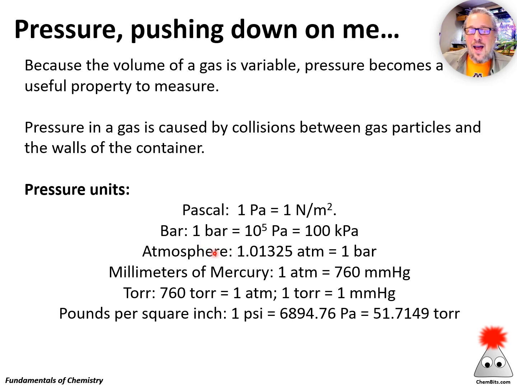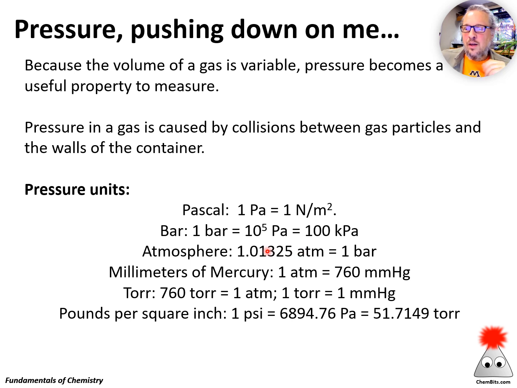We also have one called an atmosphere. So we've got a standard atmosphere that was originally defined as the atmospheric pressure at sea level at a certain humidity. There were a lot of conditions, but it was an actual measured quantity. Now it's a defined quantity. Atmosphere is related to bar by this relationship. So 1 bar is 1.01325 atmosphere.